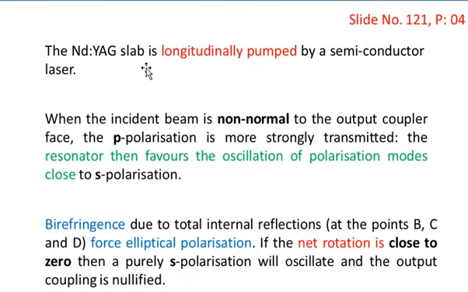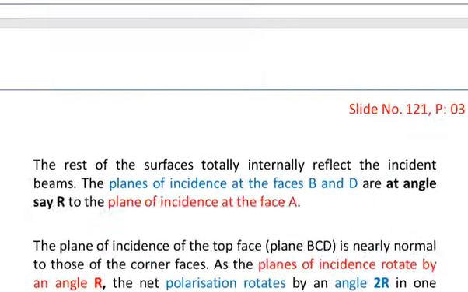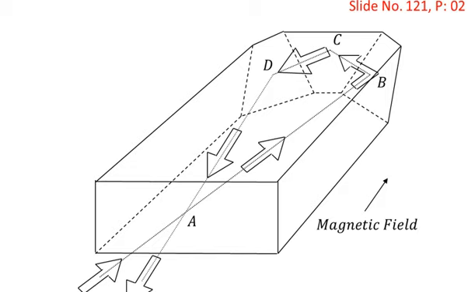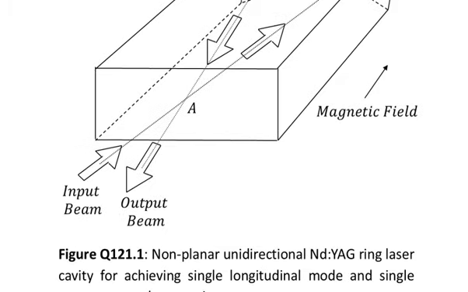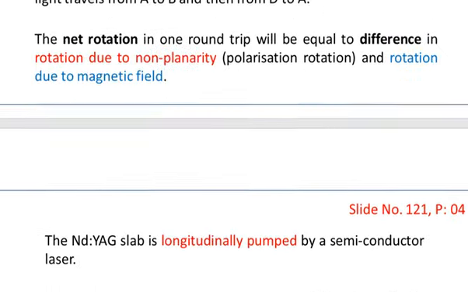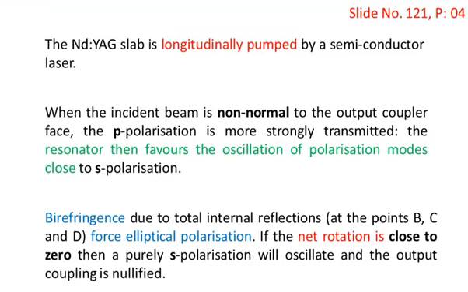The Nd:YAG slab is longitudinally pumped by a semiconductor laser. So here you can see that we have shown an input beam, but this input beam is a pump beam from a semiconductor laser. And this pump beam is pumping the Nd:YAG crystal longitudinally, that is, along the longer length. So along the longer length, the Nd:YAG crystal is being pumped by the semiconductor laser beam, which is used as a pump beam.